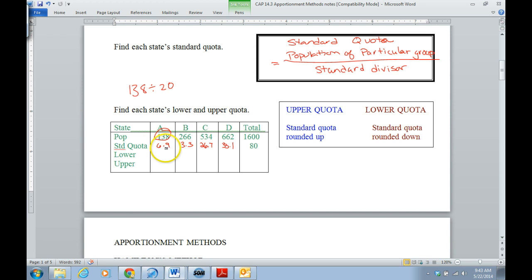So I'm going to find my lower quota. 6.9 is going to be a 6 now. You're rounding down, so 13.3 will be 13. 26.7 will be 26. 33.1 will be 33. If you add all those together, your total will now be 78. So when we do the lower quota, we have 2 seats that are extra just floating there with no one allocated to them, okay?